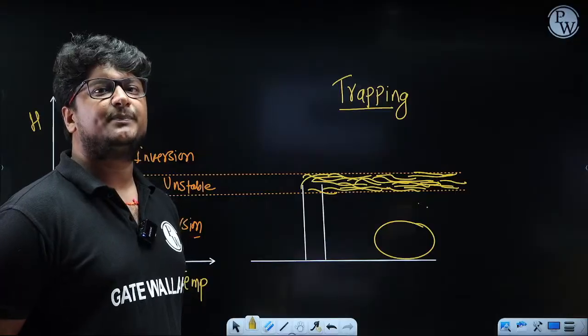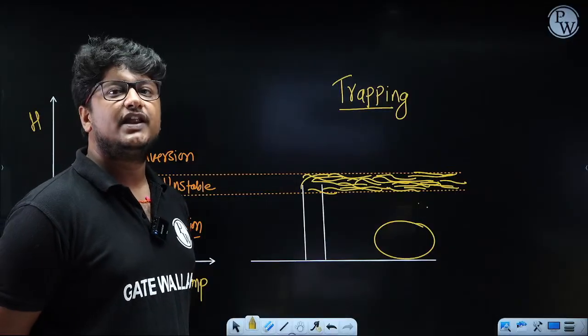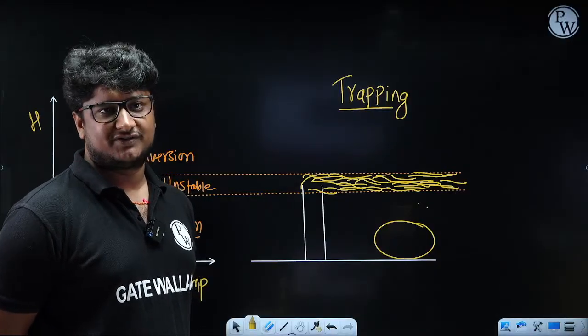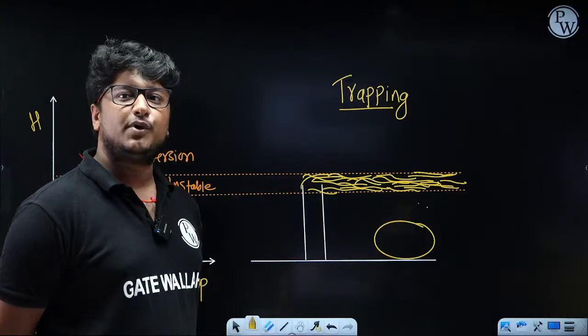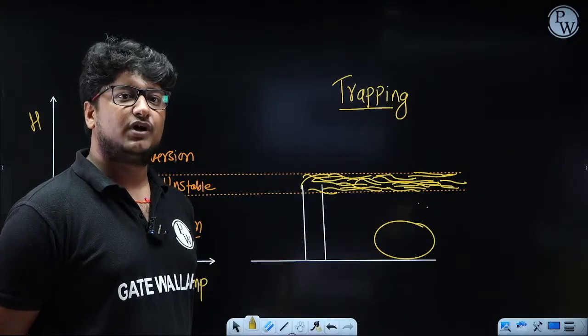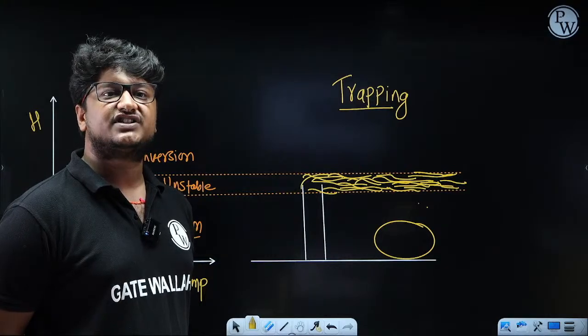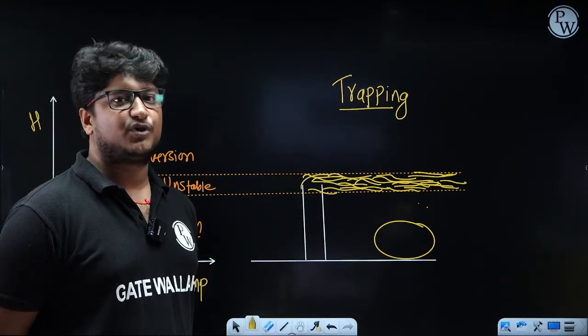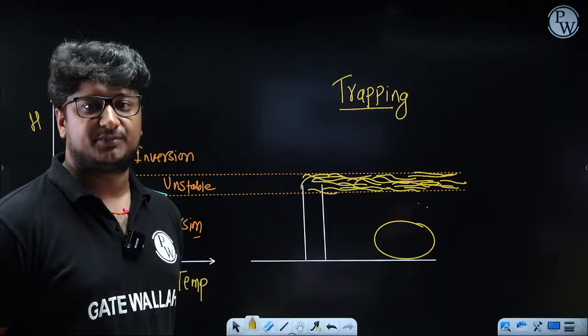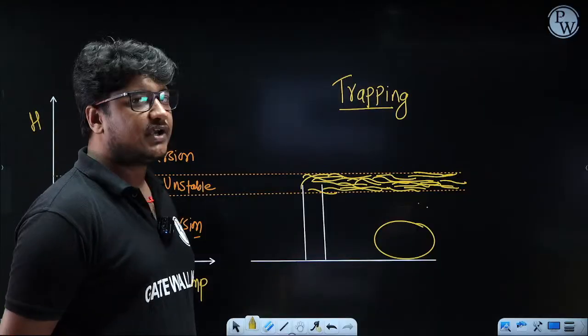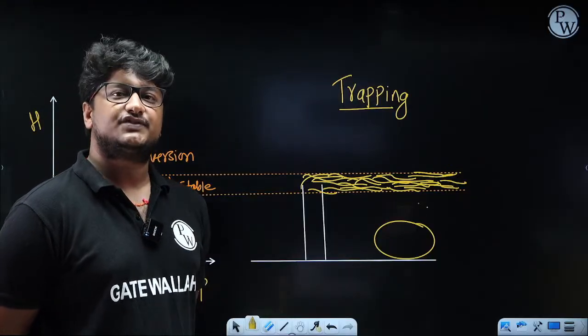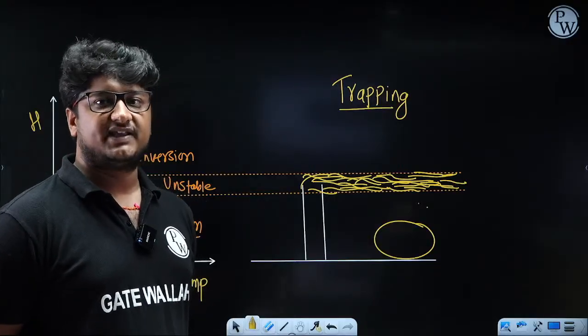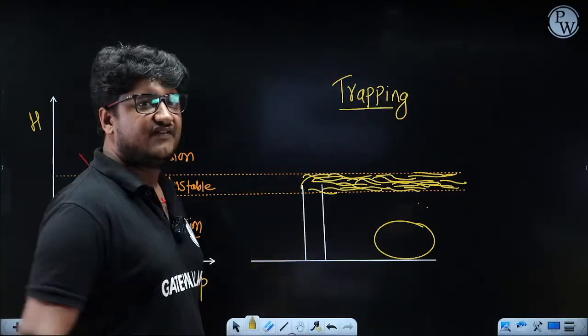But this is not the permanent solution. This is only a temporary solution. The permanent solution will always be to allow that pollutant to disperse and dilute in the best possible way. That is the permanent solution for the pollutant. This trapping is not a permanent solution. It only benefits a special case, just like the one I have discussed with you.